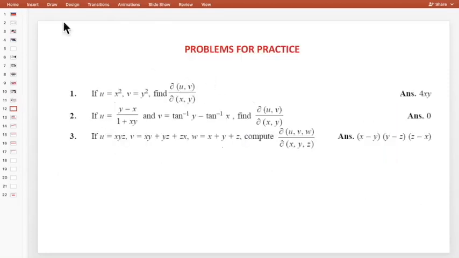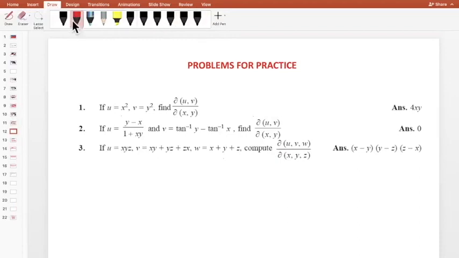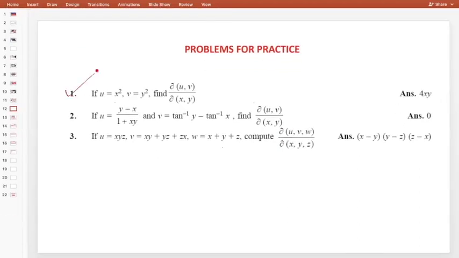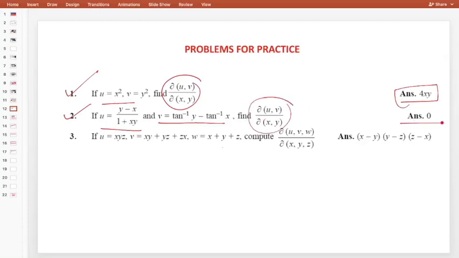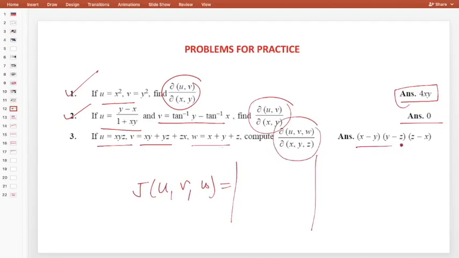Now these are a few problems I just give you as exercise. You can solve all these problems. Jacobian of this u, v, and here the answer is given as 4xy. Second one, u and v are given, find the Jacobian, this answer is given as 0. And third, u, v, w is given, this will be a 3 cross 3 matrix, and find out the Jacobian. So you can do these problems.